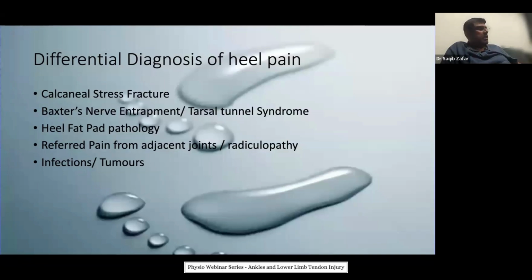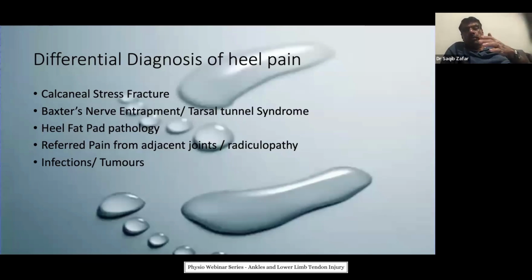Same thing, tarsal tunnel syndrome is actually behind the medial malleolus. There's a retinaculum, and the tibial nerve and artery go underneath it. And they can also be trapped. It's just like carpal tunnel or cubital tunnel, and patients can present with plantar medial pain.